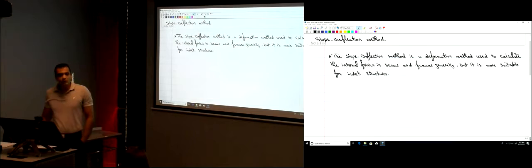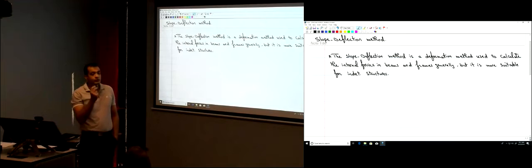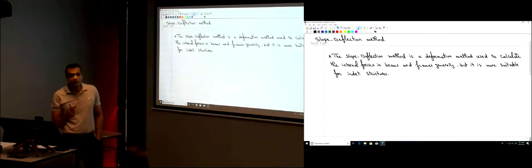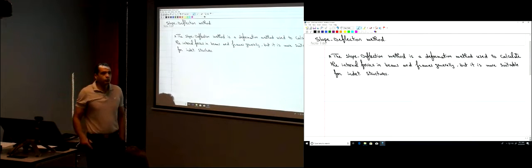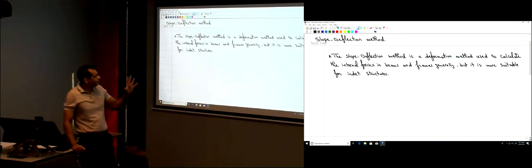When you have an indeterminate structure, what is meant by indeterminate structure again is that the equations of equilibrium are not enough to find the internal forces and to solve that structure. You need more information, right? So where would you get that more information? To get that more information, you have a deformation method.